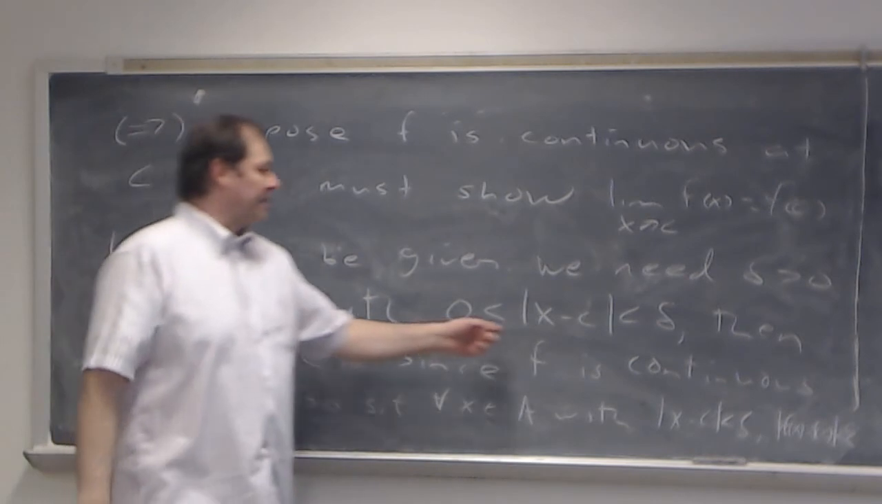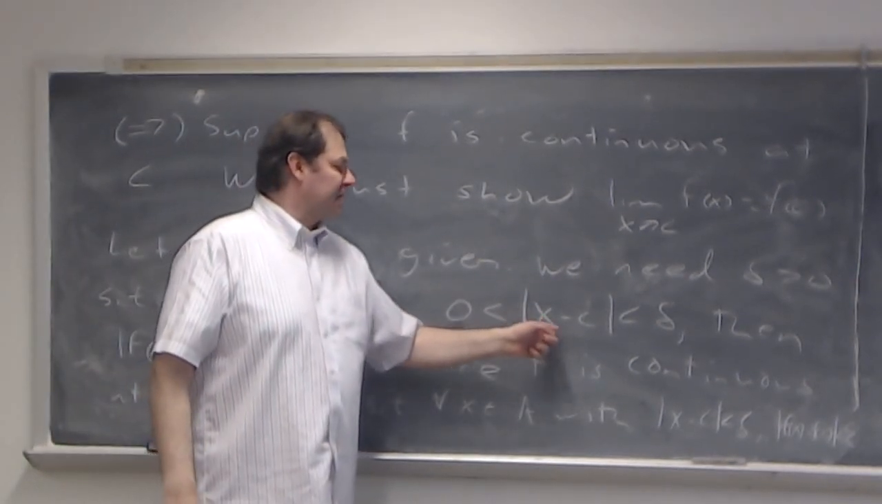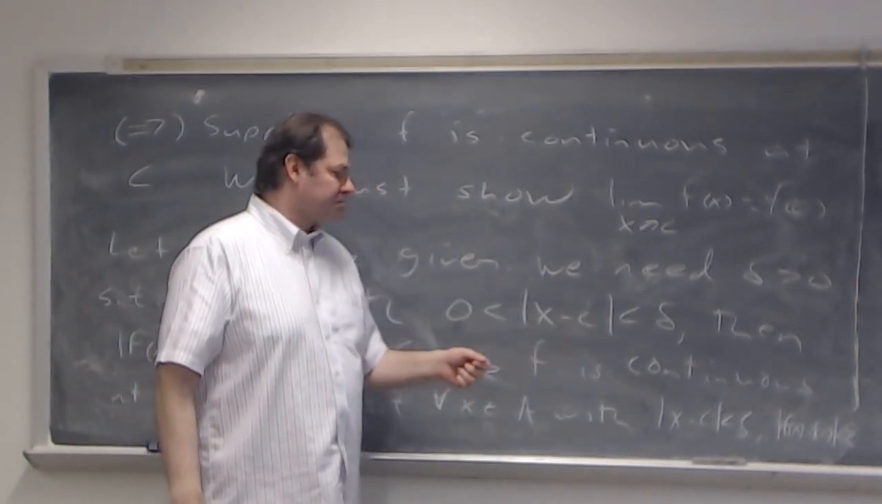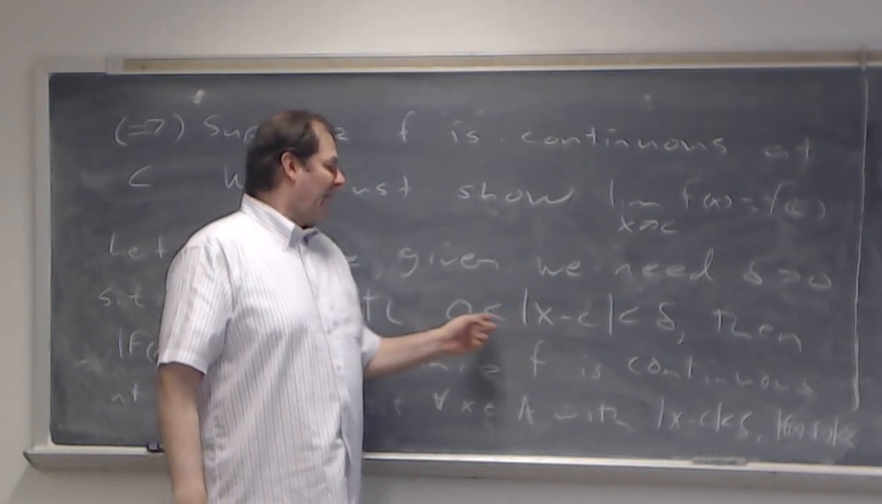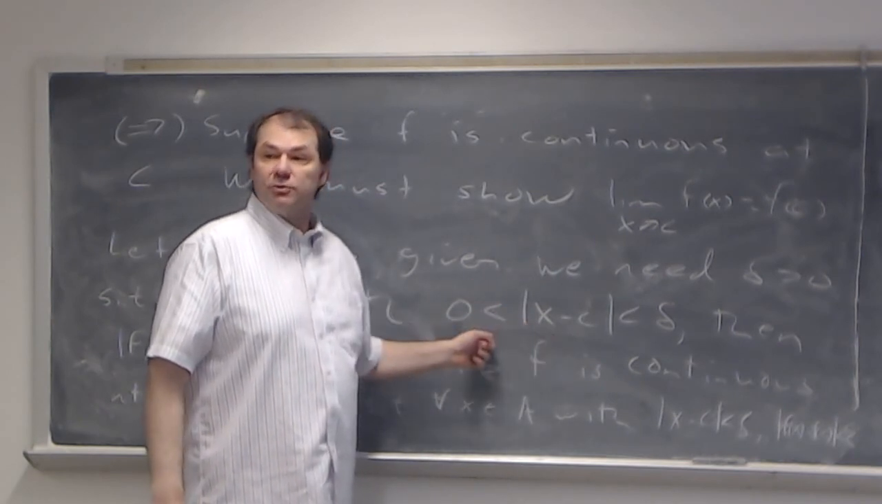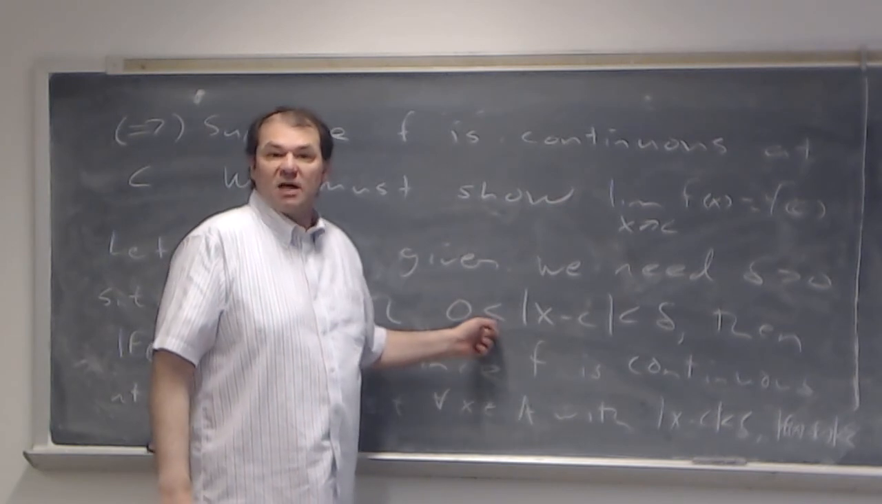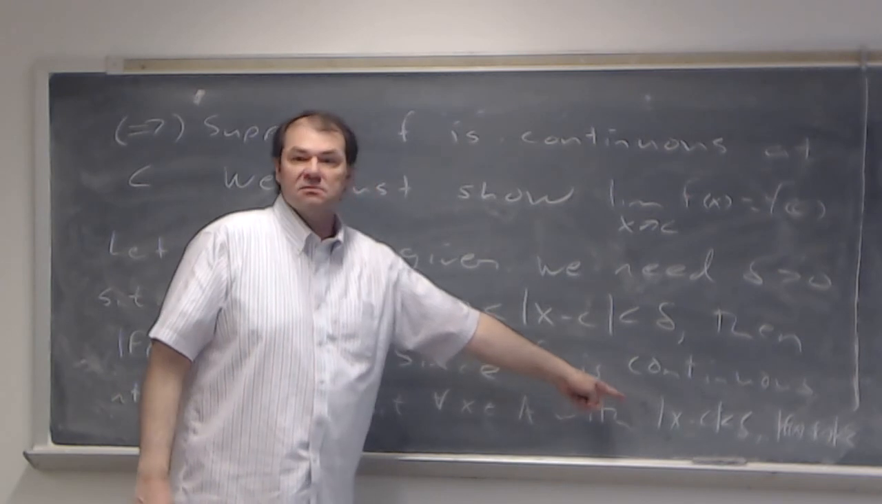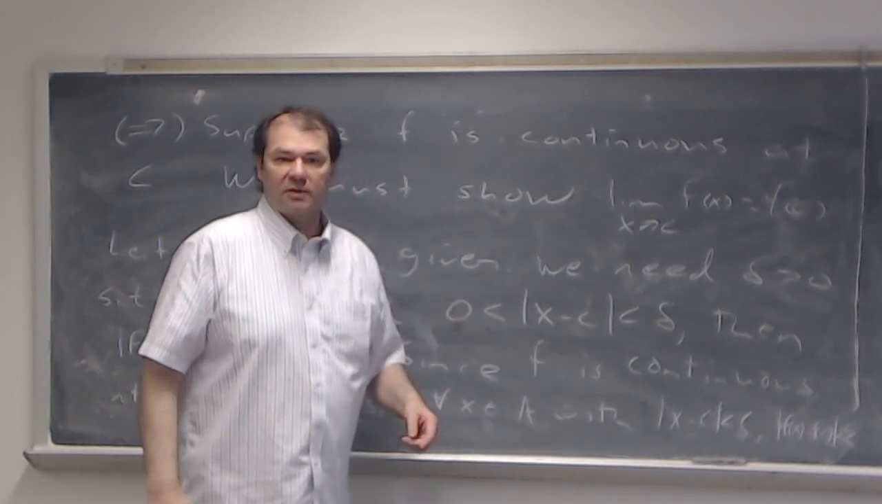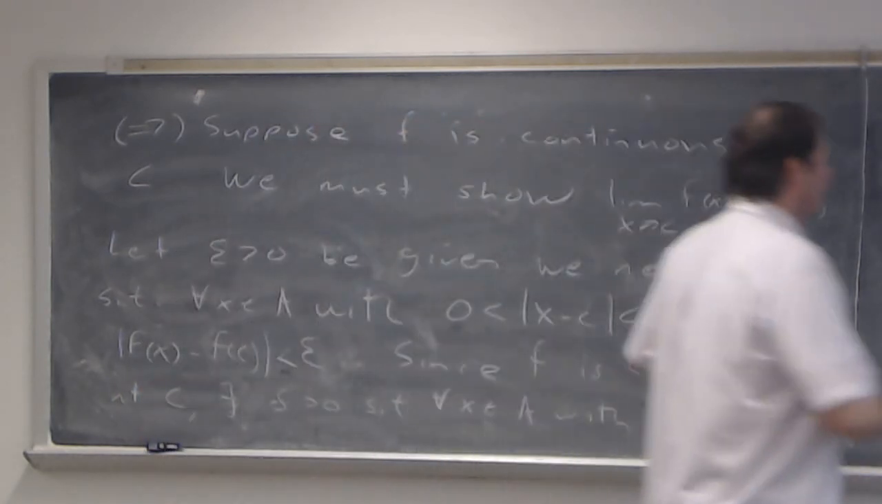What we need to have happen is for all the x's in A such that the distance between x and c is less than delta, and x is not equal to c. So it says I only need it for when x is not equal to c but close to c. But I've got it for x even equal to c. Is that okay? So here's what I get to say.